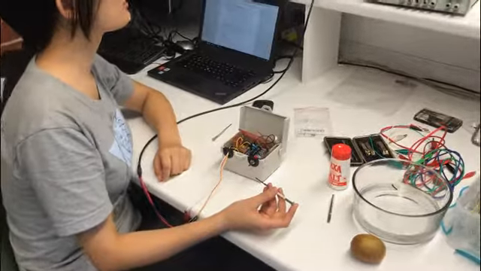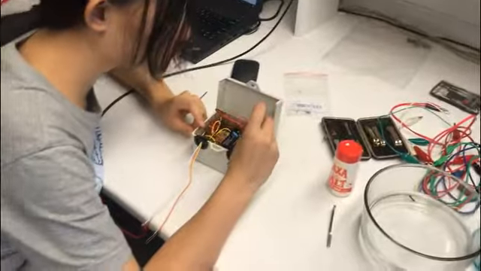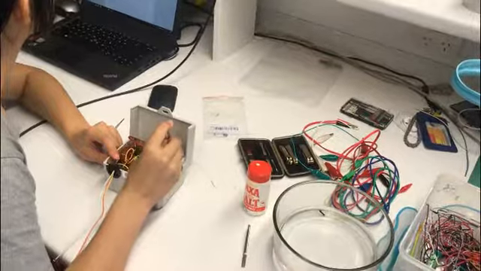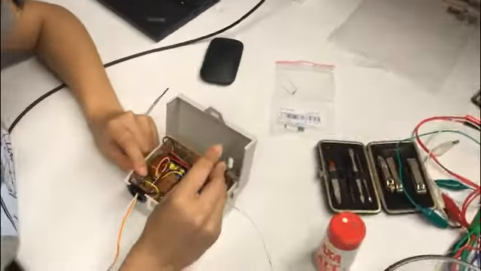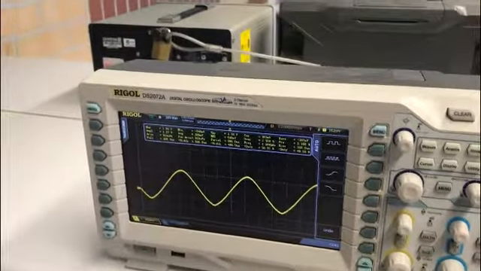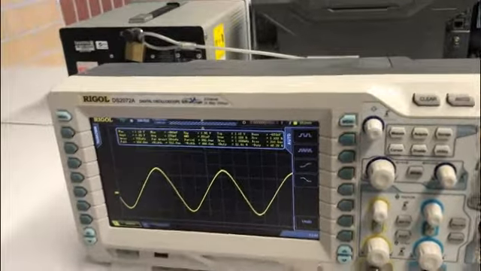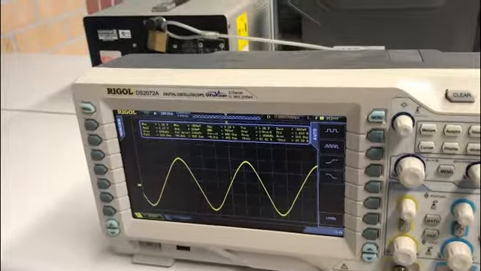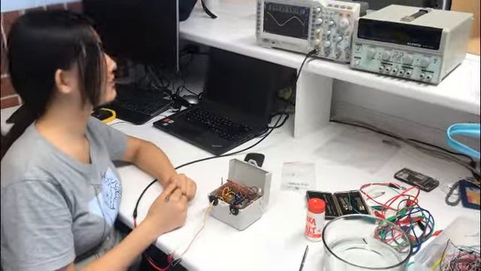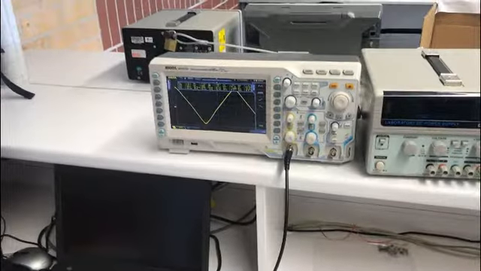Also, the amplitude of the output current can be changed. Theoretically, it should be from 1.17 volts to 2.35 volts. So here is 1.17 volts, and you can go up to 2.35. The output waveform can also be changed from sine wave to triangle wave.